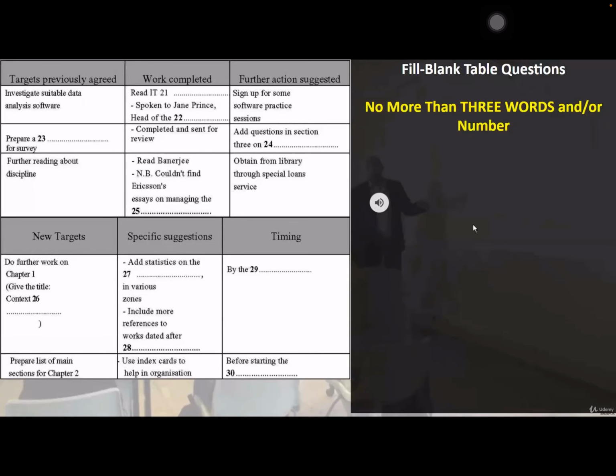Section 3. You will hear a discussion between a tutor and an education student called Sandy about the student's dissertation. First, you have some time to look at questions 21 to 25.